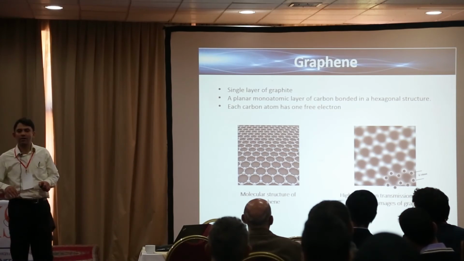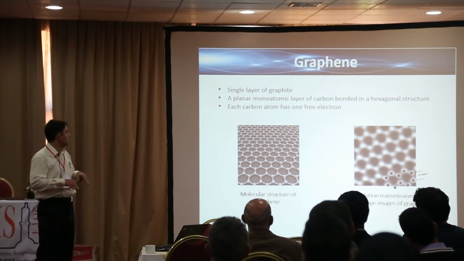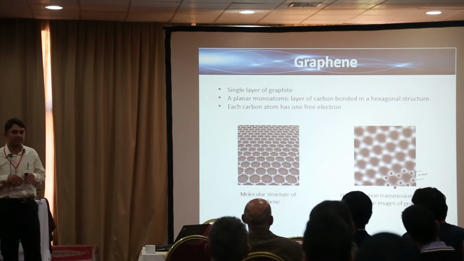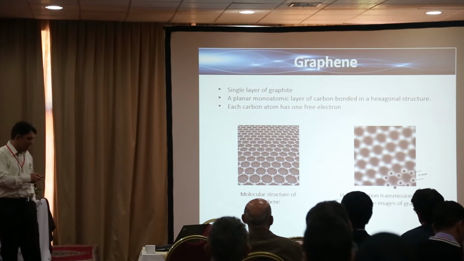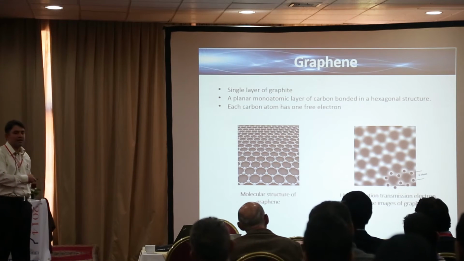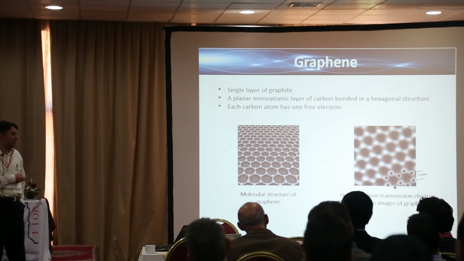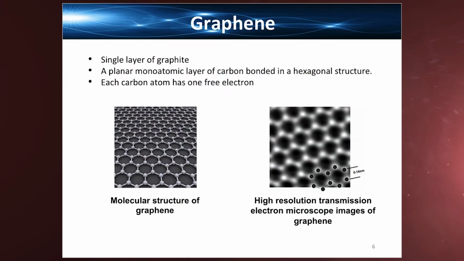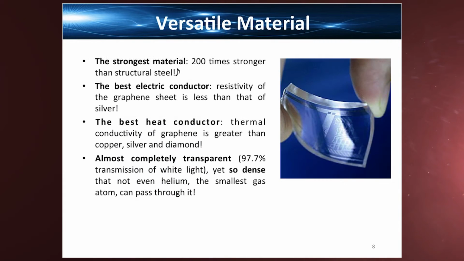Graphene is a single layer of graphite, which is a planar monoatomic layer of carbon bonded in a honeycomb lattice. Each carbon atom has free electrons in covalent bonds and has one free electron, so that makes graphene a very excellent conductor. Graphene has some wonder properties that make it a versatile material.